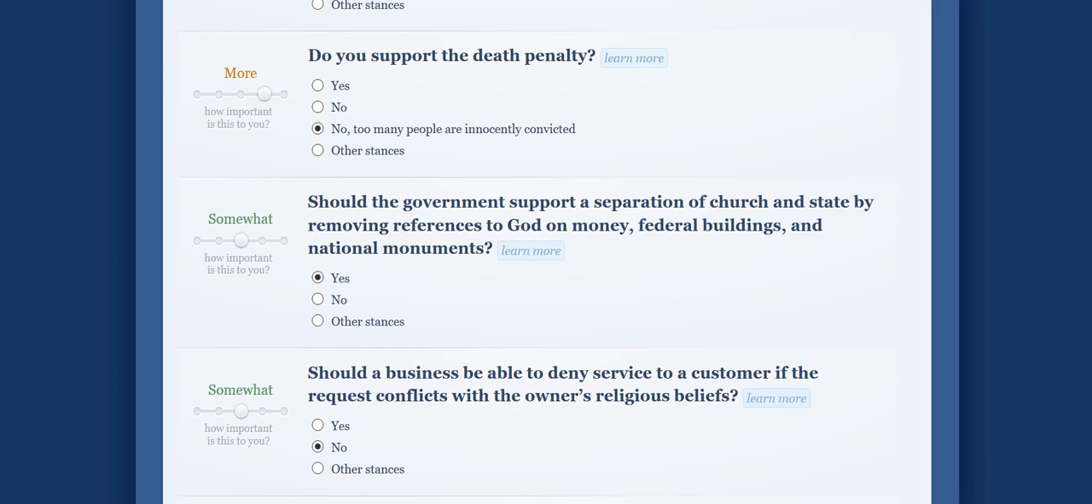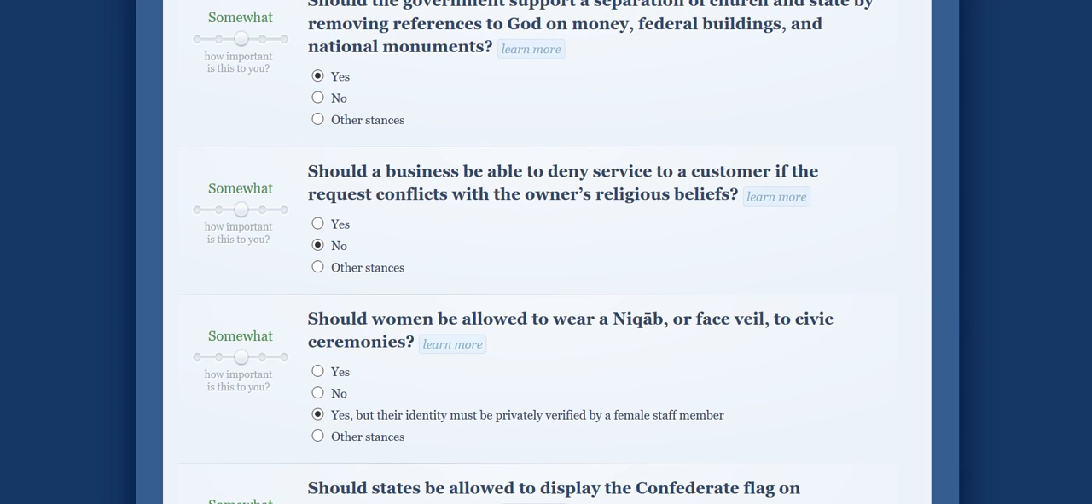All right, next. Should women be allowed to wear a niqab or face veil to civic ceremonies? All right, so for this one, I went yes, but their identity must be privately verified by a female staff member. A civic ceremony, by the way, is when it's basically like a government marriage. Like, I guess when you go to whatever the government building is to approve your marriage. So it's not like when you're in the church or when you're in the mosque and you go through the religious ceremony aspect of it. It's, I guess, when the government approves of it and is the government ceremony.